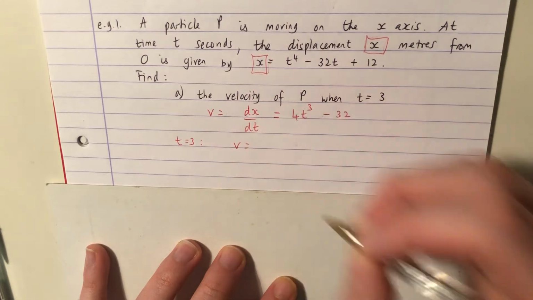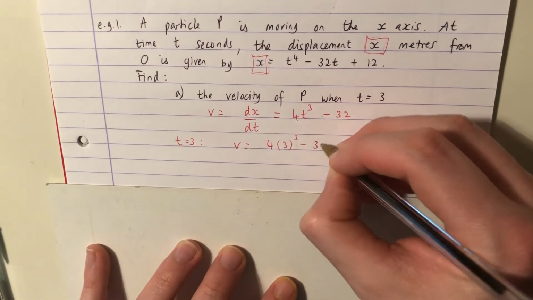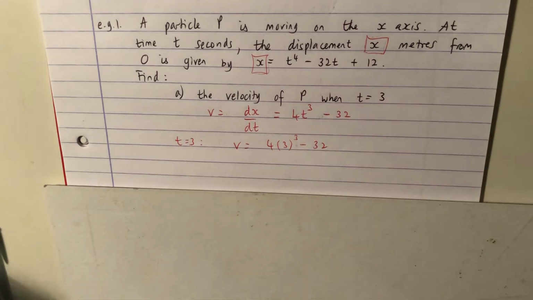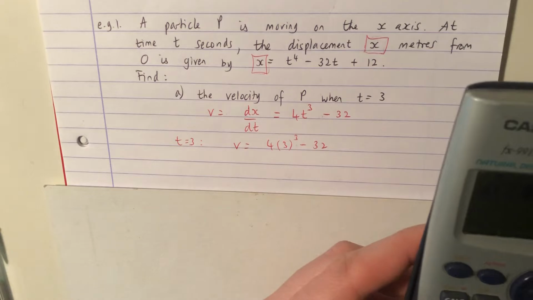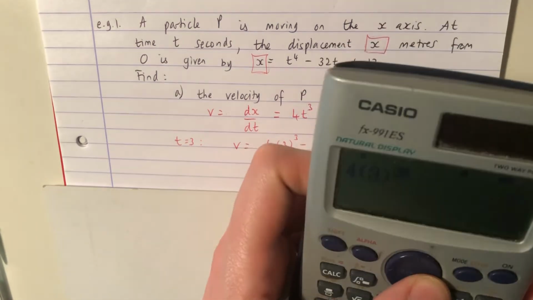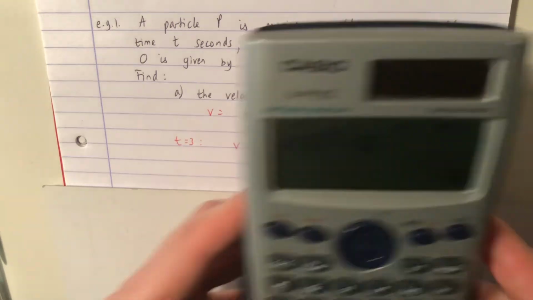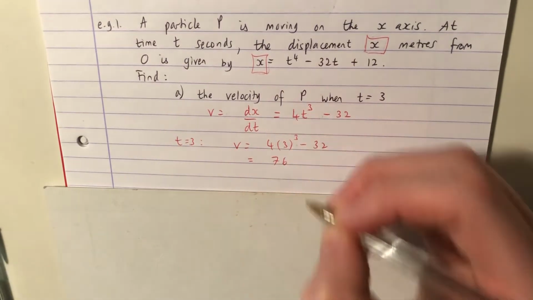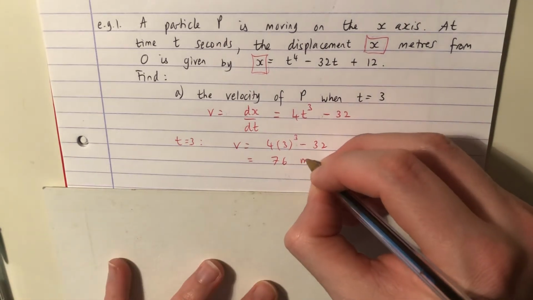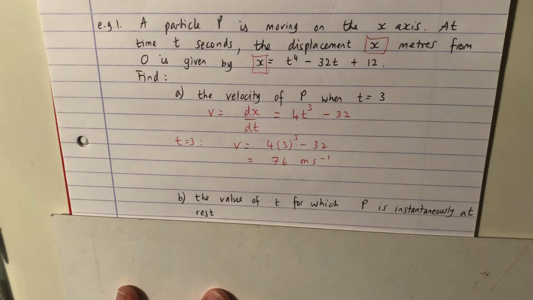So v would be equal to 4 times 3 cubed subtract 32. Type that into the calculator. Gives you 76. And that would be meters per second. And that'd be it.